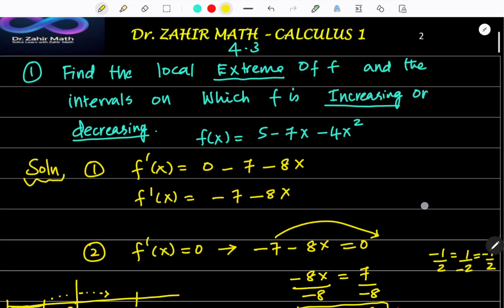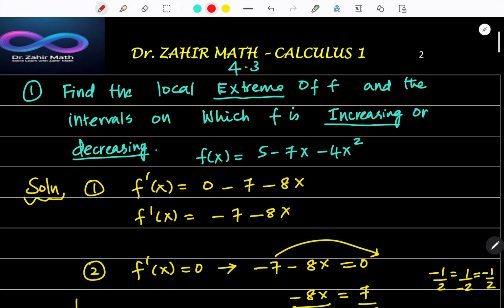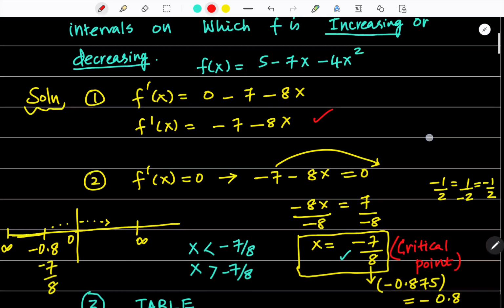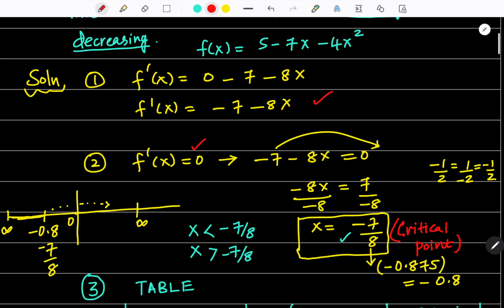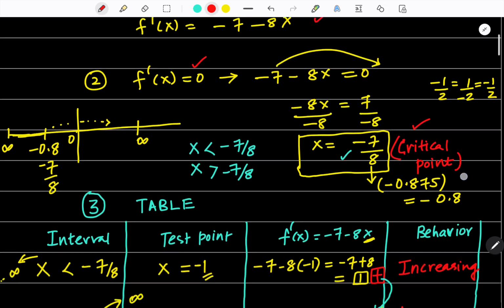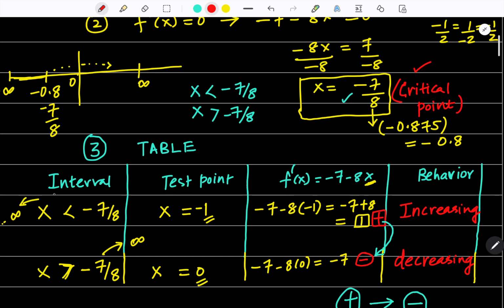Keep in your mind. Step number 1, we are finding f dash of x. Step number 2, we are making f dash of x equal to 0, and we get a critical point. After that we are making a table. What type of table? We are making interval, test point and f dash of x. So what is your interval? Take a point less than the critical point, negative 7 over 8, and take some point more than this. This is the interval.